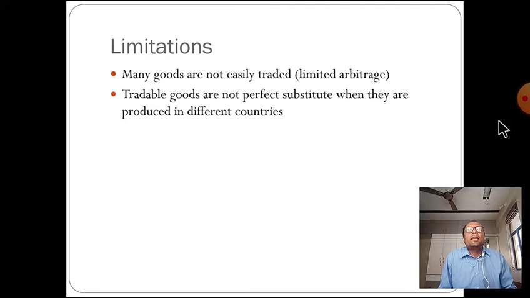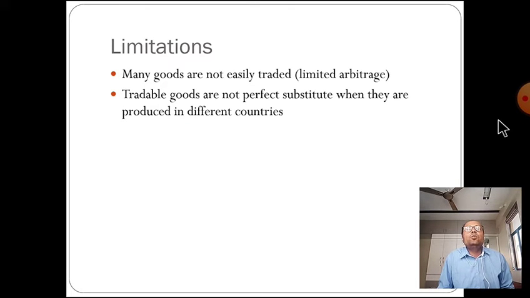Number one is many goods are not easily traded. So though the price of a product in one market is lower than in the international market, as per the theory, it's supposed to result in arbitrage. That is, people buying from a market with a lower price and selling the product in a market with a higher price. But goods are not easily traded, either because of the transportation cost, or maybe because of government regulations, or maybe because of the type of product that we have. So if goods are not easily traded across the border, this theory may not work and the price differential will continue, arbitrage will not be possible.